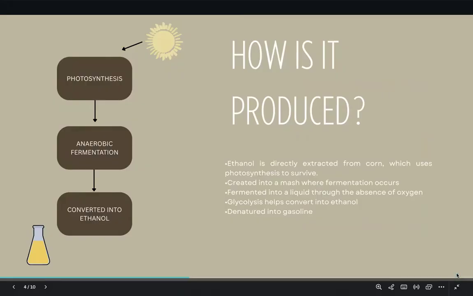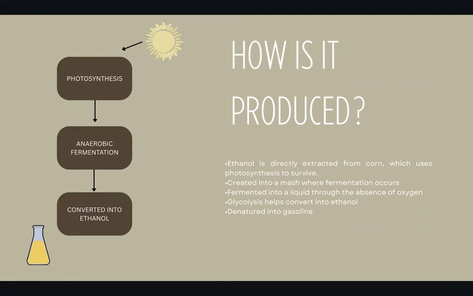So how is it produced? Ethanol is directly extracted from corn, which goes through the process of photosynthesis, which is where sunlight, CO2, and water go through the plant to produce oxygen. And so once that plant is fully grown, it's created into a mash where then fermentation occurs. Through this fermentation, it's actually anaerobic, so it's in the absence of oxygen, and it's turned into a liquid. And then once it becomes a liquid, glycolysis helps convert it into ethanol. And if you want to turn it into gasoline, it goes through denaturation.